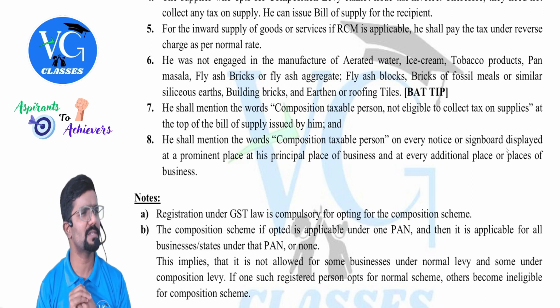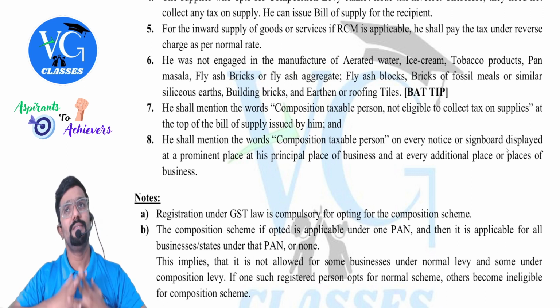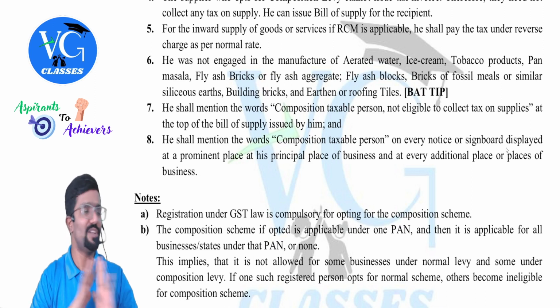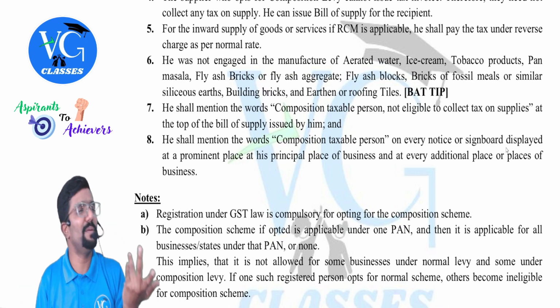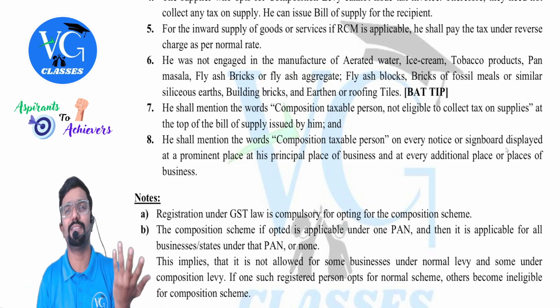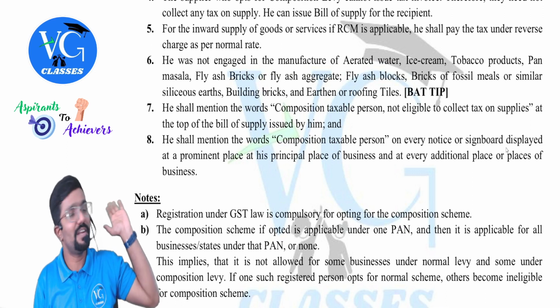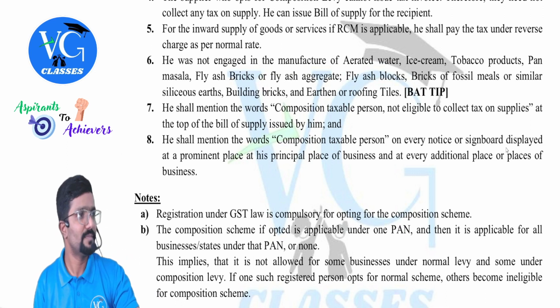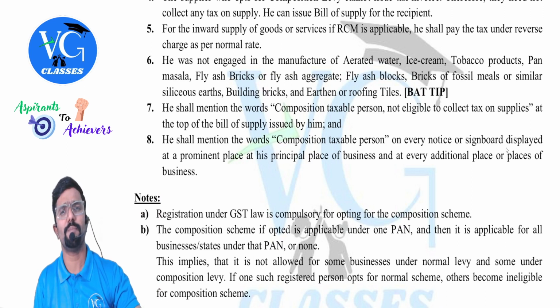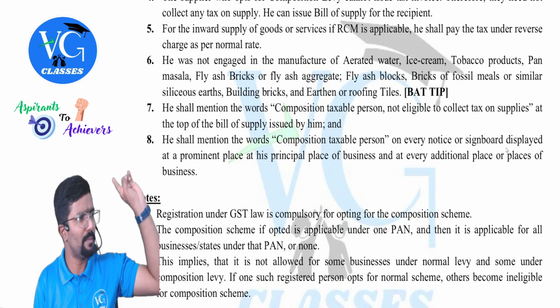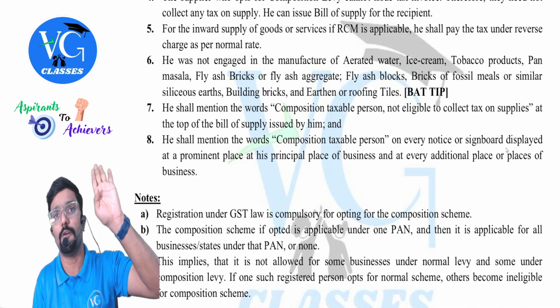Very important, because even though legally it is not allowed, some people think that common people, laymen, will not understand taxation knowledge, and they will start charging it. Clear? So you have to be very careful. If they are a composition supplier, they have to mention it somewhere in their place of business along with on their bill of supply.